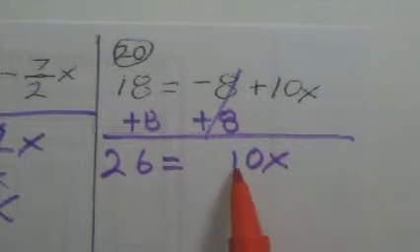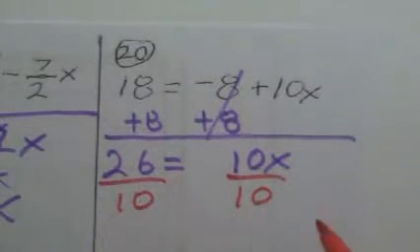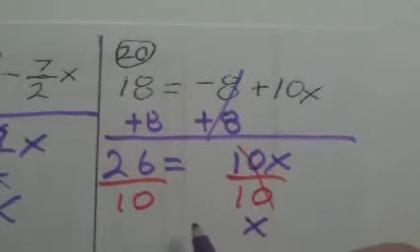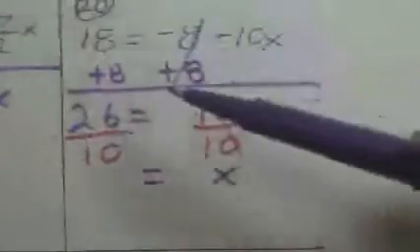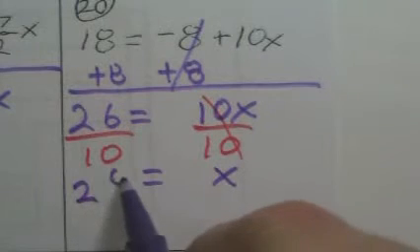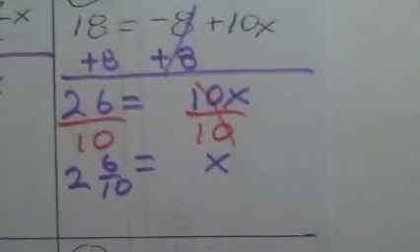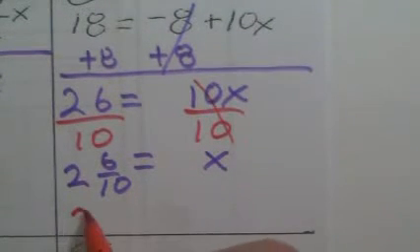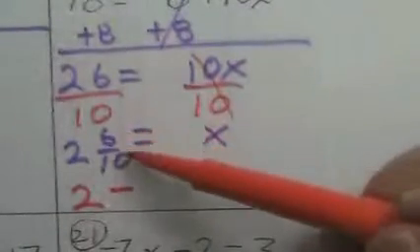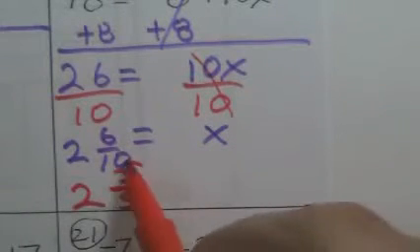Okay, next, I need to get rid of that coefficient. I'll divide by 10. Divide by 10. Okay, so that's gone. So I have x equals, let's see, 10 goes into 26 2 times with 6 left over. So it's 2 6/10. Well, that can be reduced. That's the same thing as 2, and 2 goes into both of those. 2 goes in there 3, 2 goes in there 5. 2 3/5.